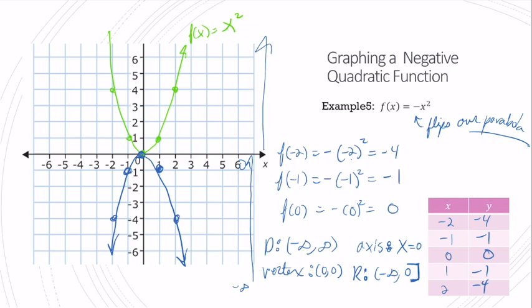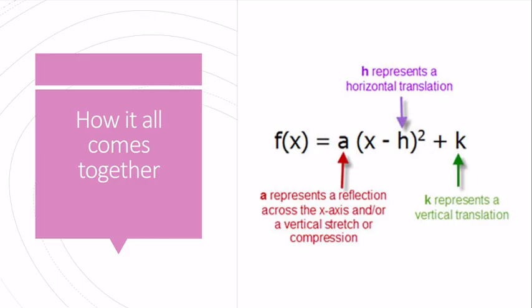So here's bringing it all together. So when I have f of x equals a times x minus h squared plus k, that k is what's going to shift our graph up and down.